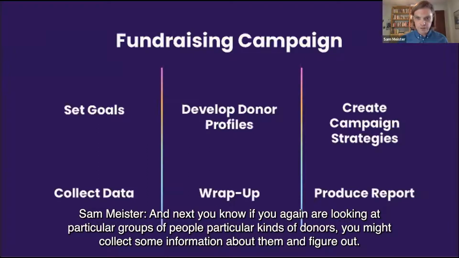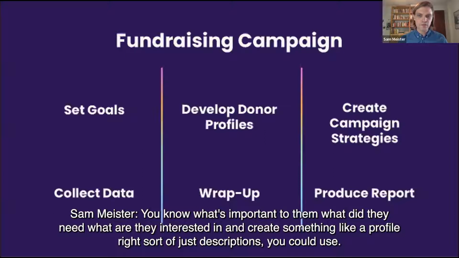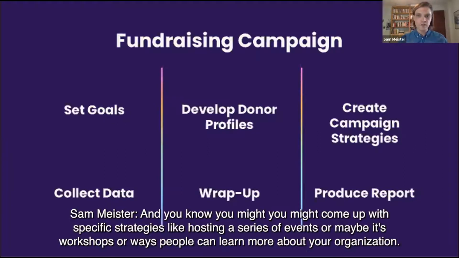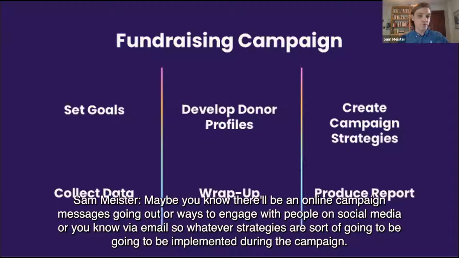And next, if you are looking at particular groups of people, particular kinds of donors, you might collect some information about them, figure out what's important to them, what they need, what they are interested in, and create something like a profile, descriptions that you could use. And then based on those, you could move to the specific campaign strategies. So the details of donor profiles, the specific goals, and you might come up with specific strategies like hosting a series of events, or maybe workshops or ways people can learn more about your organization. Maybe there'll be an online campaign of messages going out, or ways to engage with people on social media, or via email. So whatever strategies are going to be implemented during the campaign.